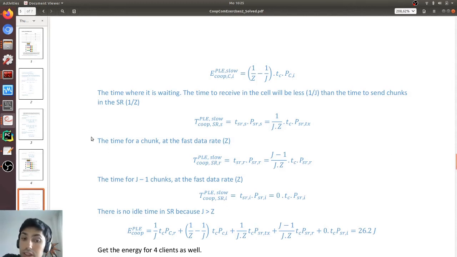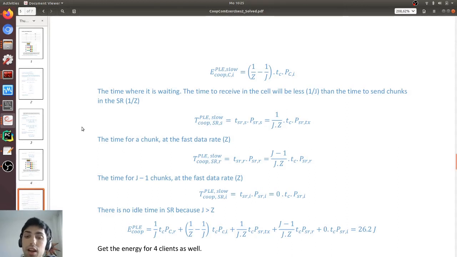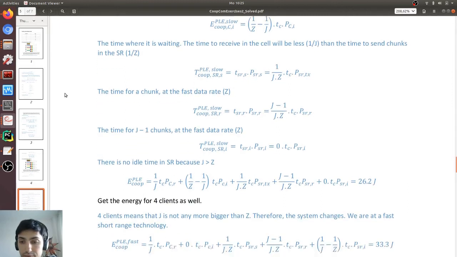Now we do the same, but for 4 clients, and this is a trick question. Of course, I will not just make you do exactly the same by changing the numbers. Because for 4 clients, the set is 5. For 6 clients, J was bigger than Z. But for 4 clients, J is smaller than Z, which means that we will not have idle time in the cellular anymore, but we will have idle time in the short range communication, and we need to calculate this again.